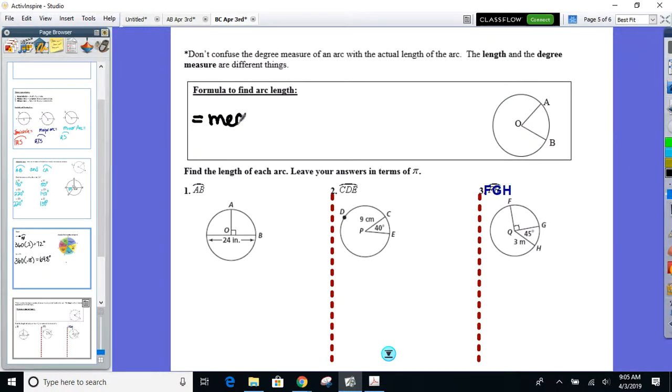We take the measure of the arc, which is what we've been finding, the degree measure, out of 360. So what's the measure of it out of 360? Times, and this is going to look pretty familiar, circumference. Think about it. We're finding what part of the circumference it is. What part of the circumference it would be. So there's our second formula for the unit. Measure of the arc over 360 times pi d.